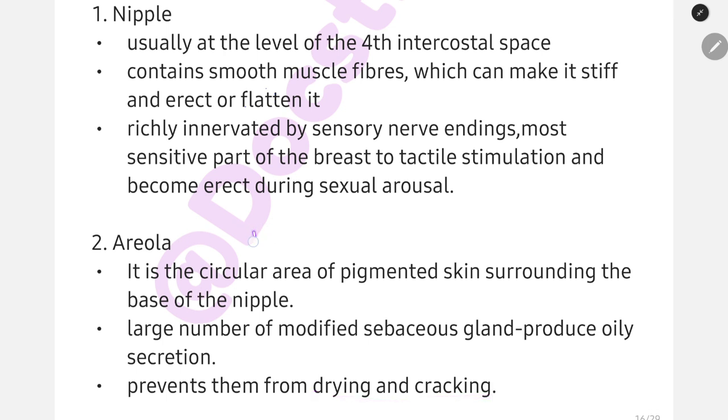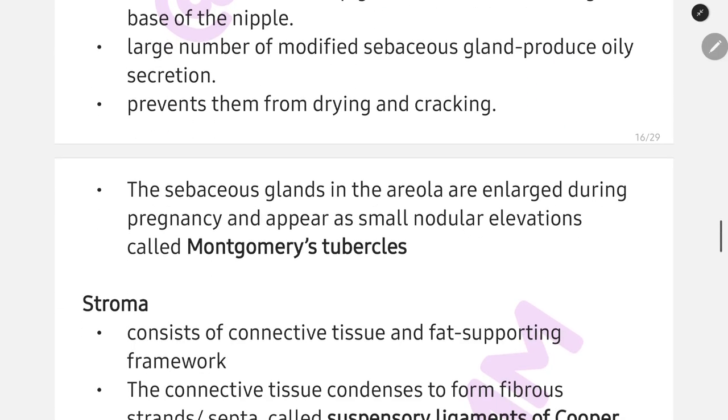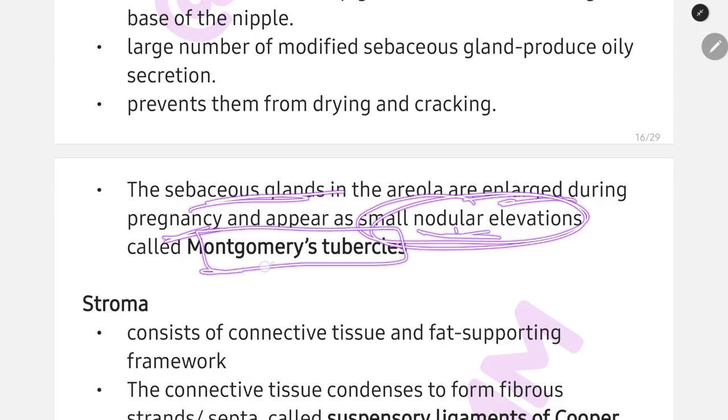And one important thing that you must write is, during pregnancy the areola will become enlarged, and it will appear as small nodular elevations, which are the enlarged sebaceous glands, and these are called Montgomery's tubercles. It is very, very important, please do write this.